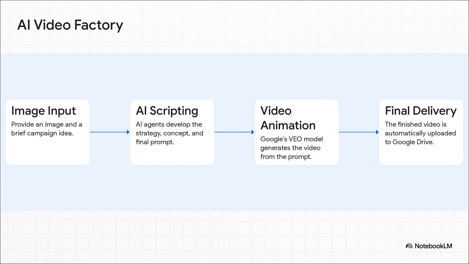This whole assembly line can basically be broken down into 4 main stages. It's pretty straightforward when you look at it this way. First, you have the image input. That's our raw material. Then comes the AI scripting, where the brains of the operation get to work. After that, we hit video animation, which is where the magic really happens. And finally, the final delivery, where the finished product rolls off the line.